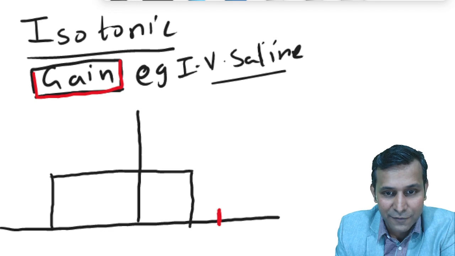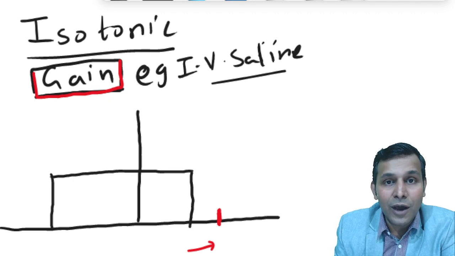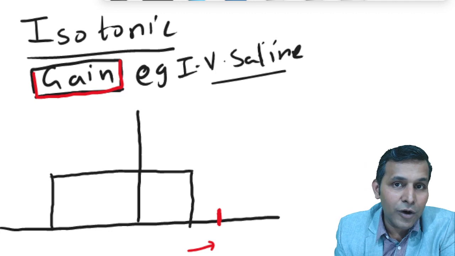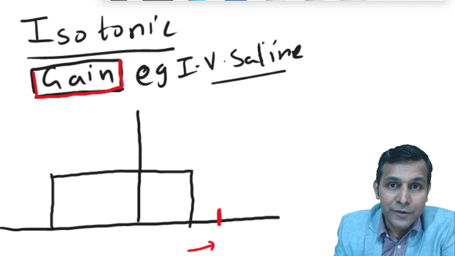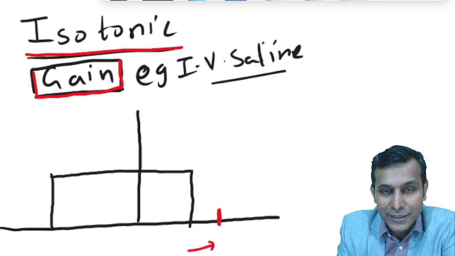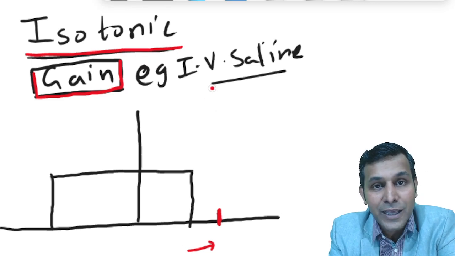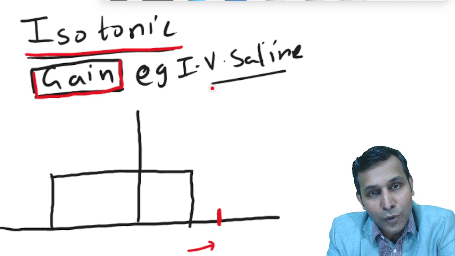So we have marked the ECF volume with red color. It has increased. We have moved it towards the right. The volume has increased. Now ECF osmolarity. What happens to the ECF osmolarity? The fluid which we are giving here, the fluid which is gaining, is an isotonic fluid. Isotonic fluid means the fluid which has water and salts the same as those of body fluids.